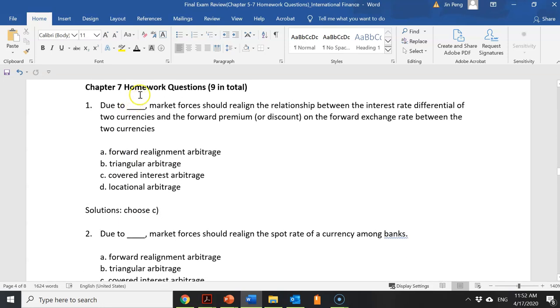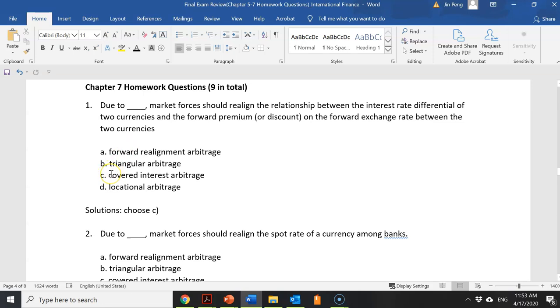Chapter 7 homework questions. Question number 1. Due to covered interest arbitrage, option C is the right answer here. Market forces should realign the relationship between the interest rate differential of 2 countries and the forward premium or discount on the forward exchange rate between the 2 currencies.